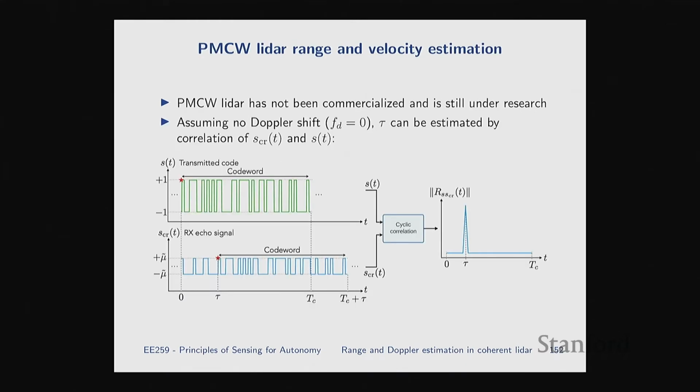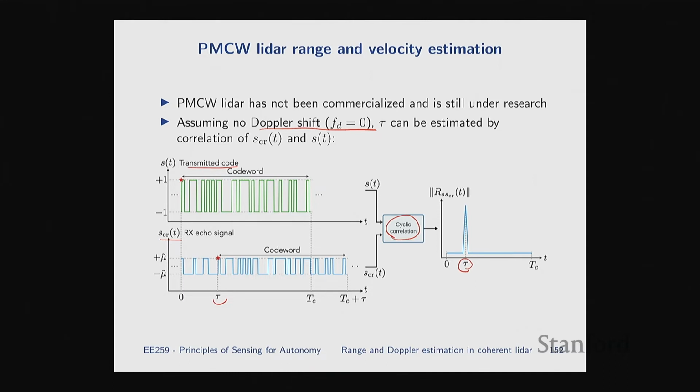Now, in the case where there is no Doppler shift, if FD is 0, we know exactly how this is going to work. You have transmitted some code, and you have a received code, which is delayed and attenuated with respect to the transmitted code, but there is no Doppler shift. So all you need to do is take the cyclic correlation of the two, exactly as you've done in GPS, and then that correlation shows a peak at the round trip delay tau. Very easy. We all know how this works.